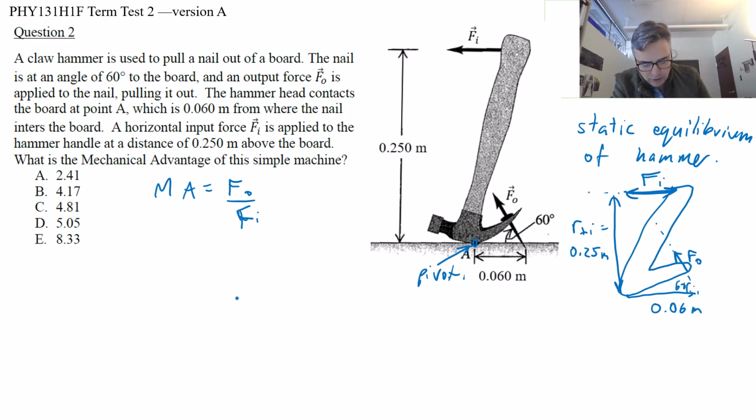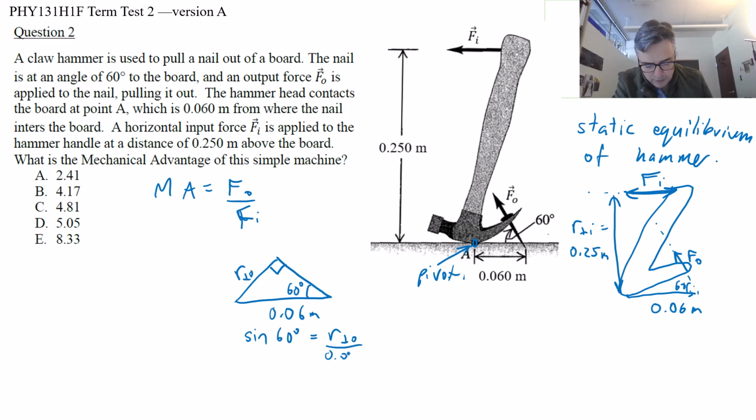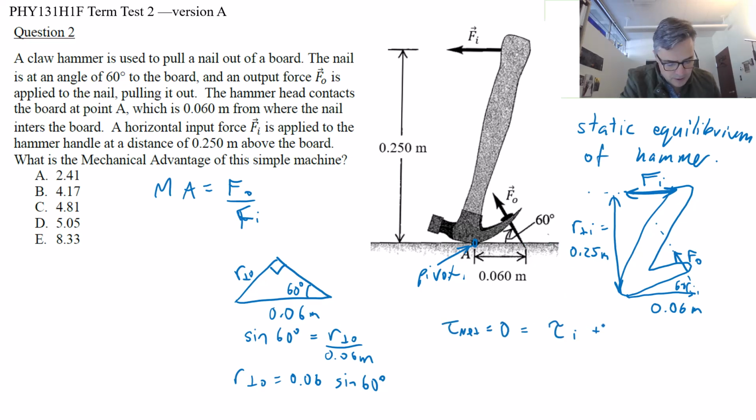Let's try to draw that triangle over here. There's a right angle between R perpendicular of the output force and this 0.06, and this angle right here is the 60 degrees. So this is opposite over hypotenuse. Sine of 60 degrees is equal to the R perpendicular output divided by the 0.06 meters. So R perpendicular output is equal to 0.06 times sine of 60.